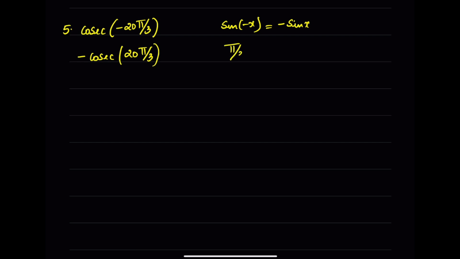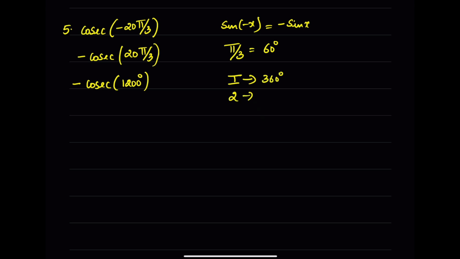Now the value of pi by 3 is 60 degrees. So 20 times 60 is 1200 degrees. So this will be minus cosecant of 1200 degrees. Now one full rotation is 360 degrees.